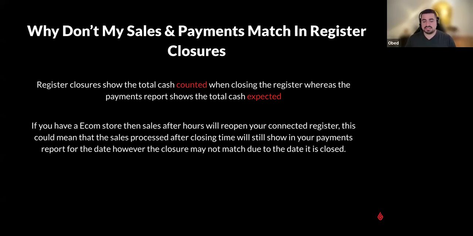Another thing, as I mentioned, if you have an e-commerce integration set up and a sale comes through after hours, that integration will open your register, and any sales that come through after that will be included on your next register closure, not on the one that you closed before. So that might be a reason why your payments might be showing a higher amount than your register closure. If that happens, have a look at your register closures and see if there are any sales that were included, maybe from the previous day. This is one reason why we recommend, if you have an e-commerce integration, it's always a good idea to have a separate register for those sales specifically.